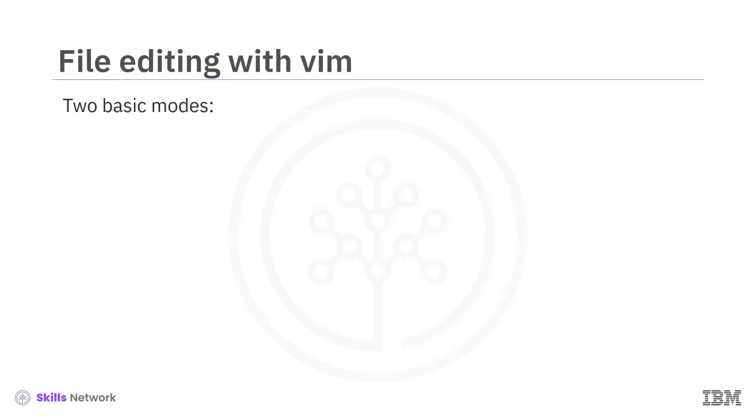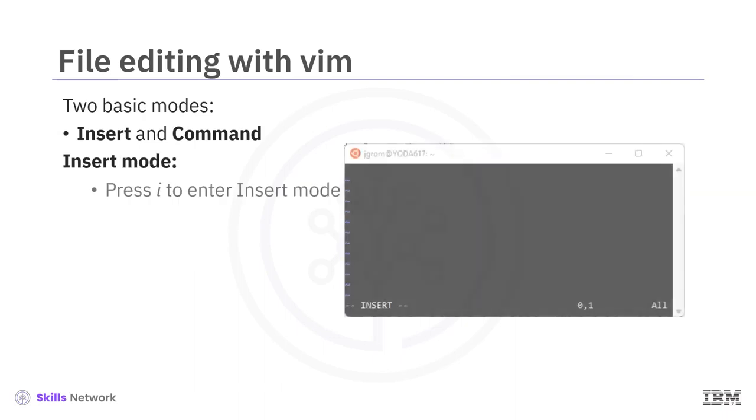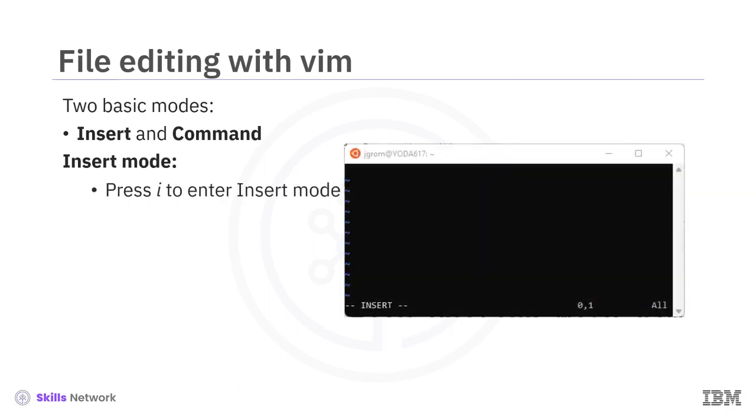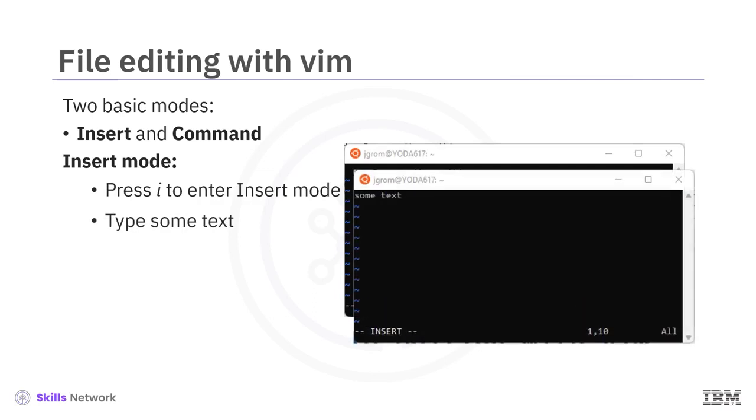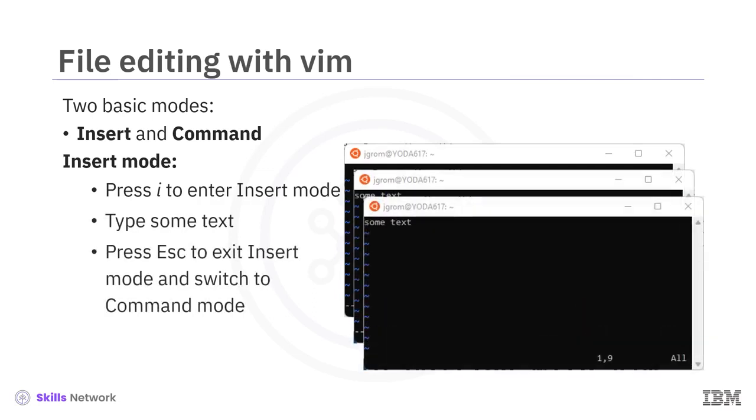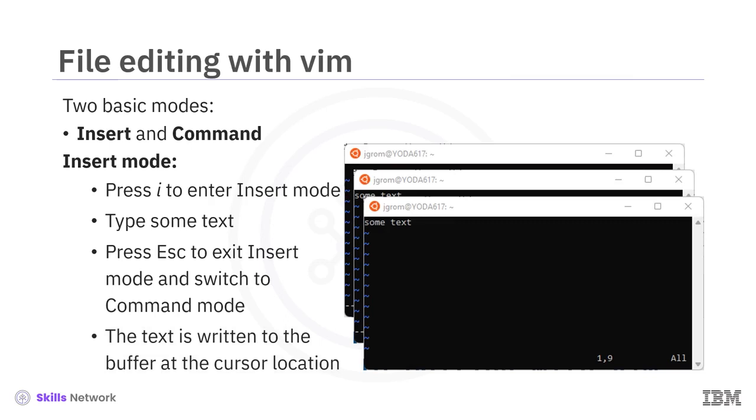Vim has two basic modes: insert mode, where you enter text, and command mode, where you do everything else. After you start a Vim session, press I to enter insert mode. Type some text, for example, some text, and press the escape key to exit insert mode and switch to command mode. And the text is written to the buffer at the current cursor location.